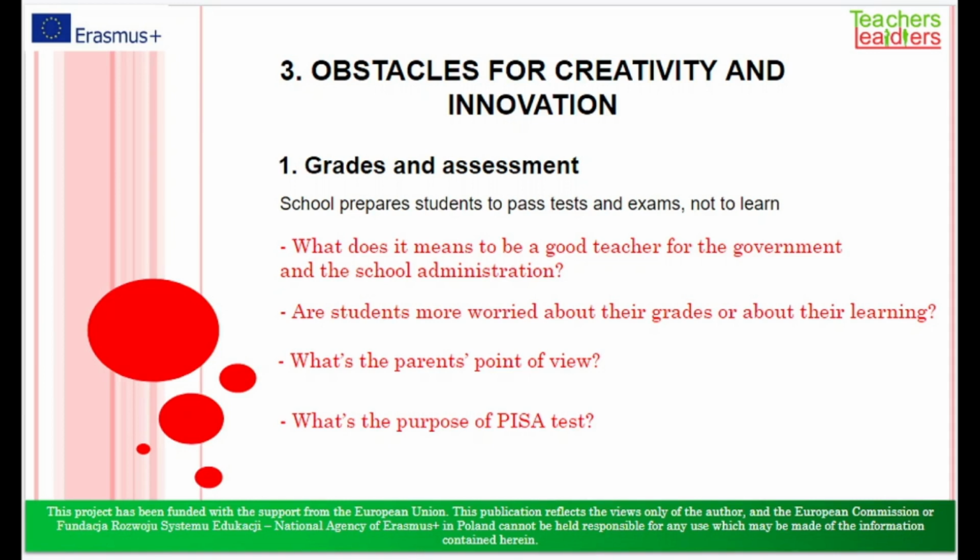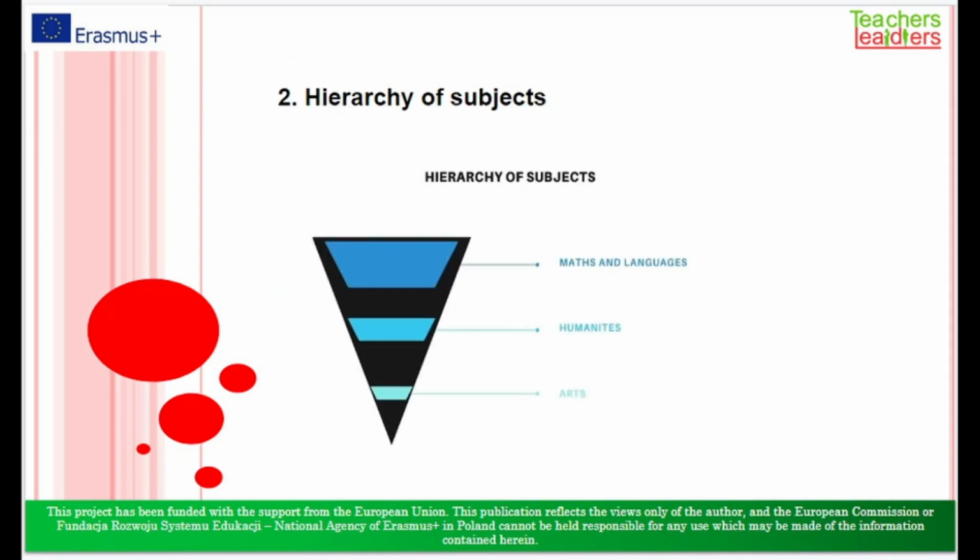The first problem is related to grade and assessment. In red, we find the questions that we can ask and discuss about. The second big problem is related to the hierarchy of subjects. Also here, we can open a discussion and ask participants if they find this problem also in their own school.